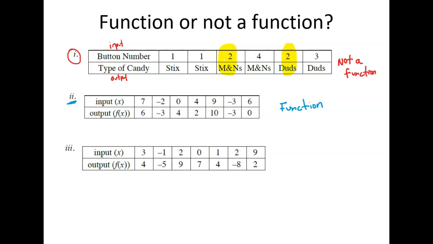All right, so let's do one more. So look at the last one right here, number 3. Again, make a prediction. Is this going to be a function or not? Does each input have 1 specific output? I'll give you guys about 15 seconds to think about that.